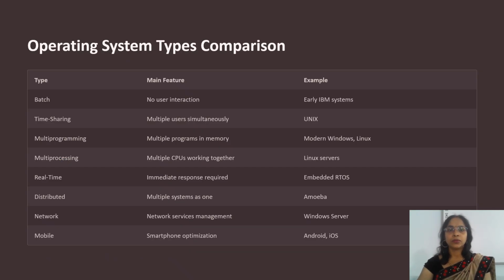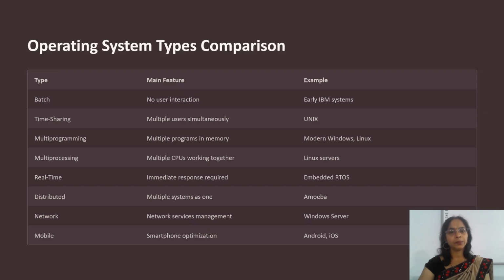Now, here we compare the different types of operating systems. We see there are different types of operating systems. Now let's compare one by one what their main features are, an overview of all types of operating systems. In batch operating systems, there is no user interaction. Example, early IBM systems. In time sharing, multiple users work simultaneously. Examples are Unix and Linux.